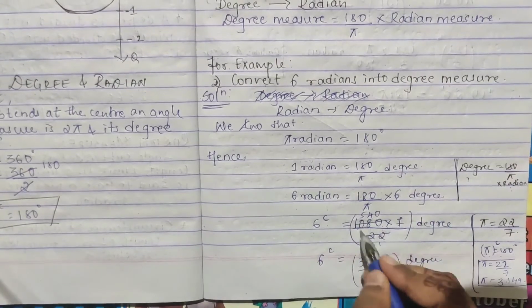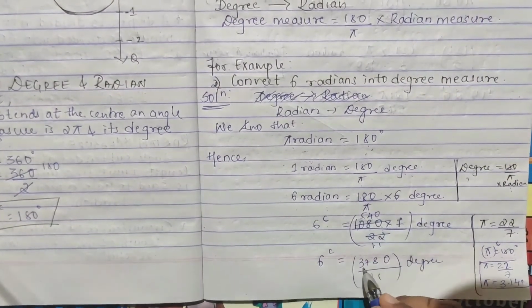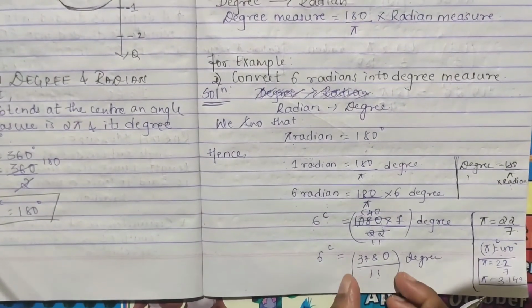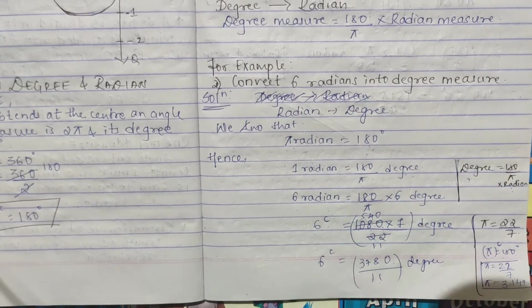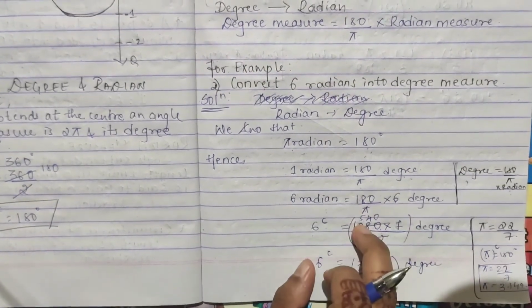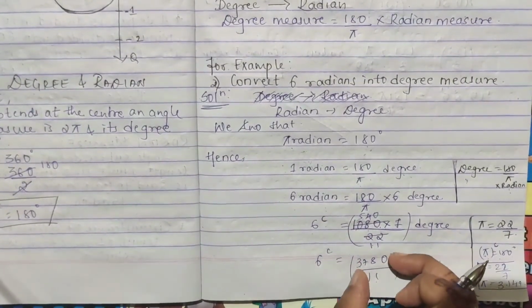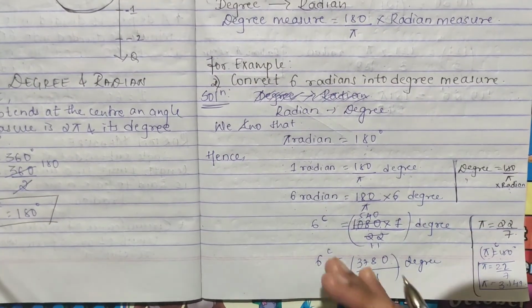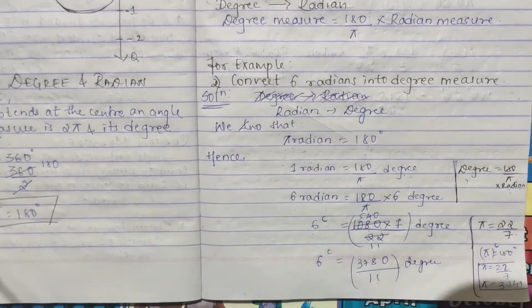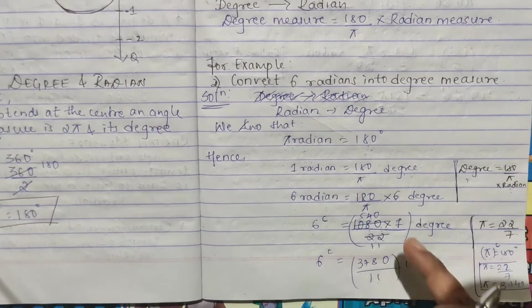Now if I cut it off, 2 elevens are 22, 1 2 1s are 540. So 540 into 7, it is 3780 by 11. See here, for your degree, you shouldn't leave it like this, multiplying and keeping pi, when you are converting radian into degree. You shouldn't leave it, because you have to further convert it into minutes and seconds, since in degree you can go on further. So never leave it off. You have to substitute your pi value.